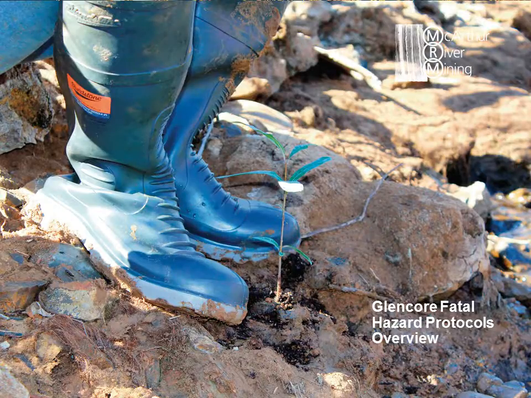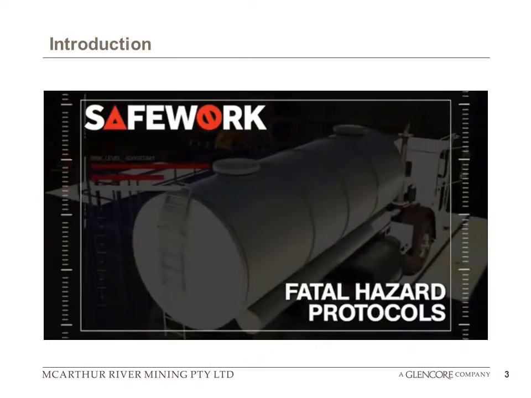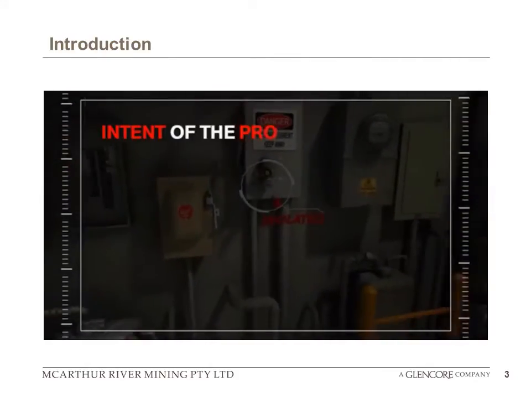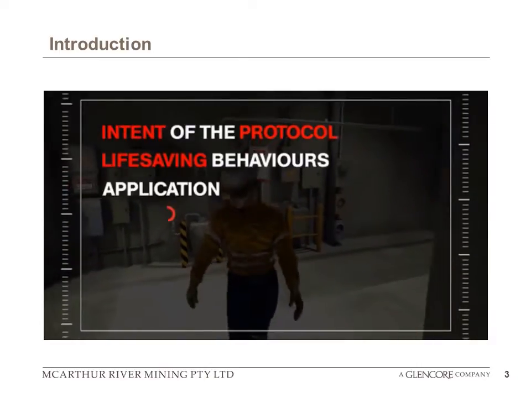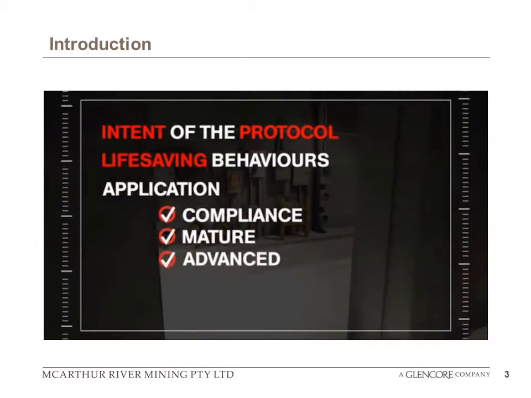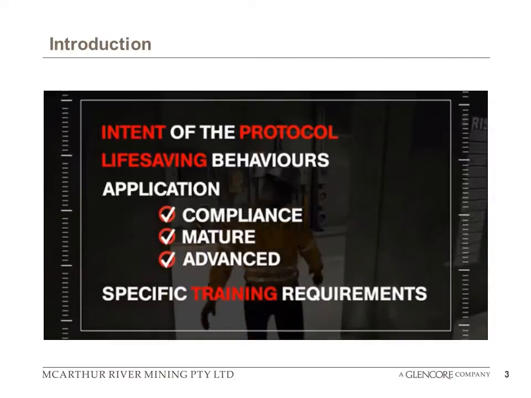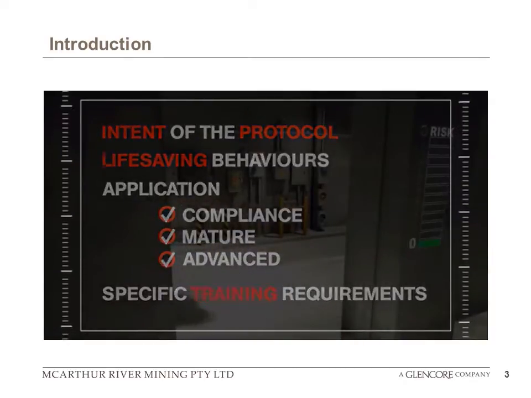Welcome to your overview of the Glencore Fatal Hazard Protocols. Each protocol is divided into the intent of the protocol, related life-saving behaviors, the 3 stages of application: compliance, mature, and advanced, and any specific training requirements for a stage of application.